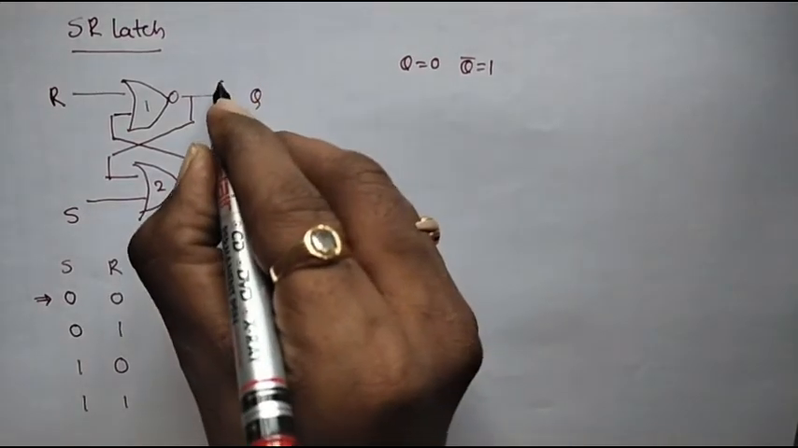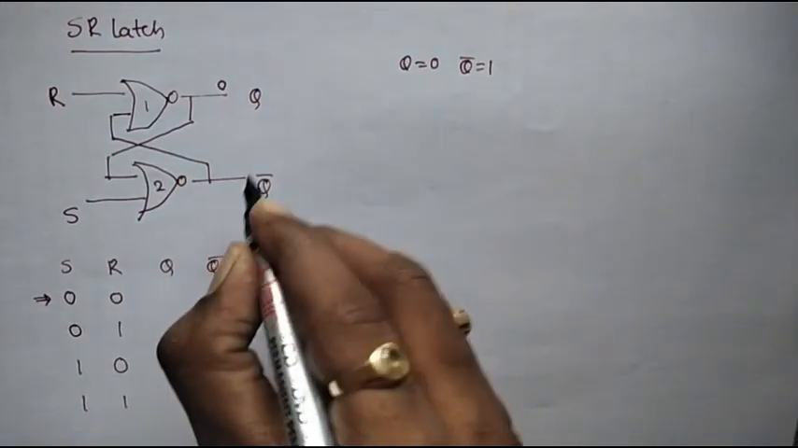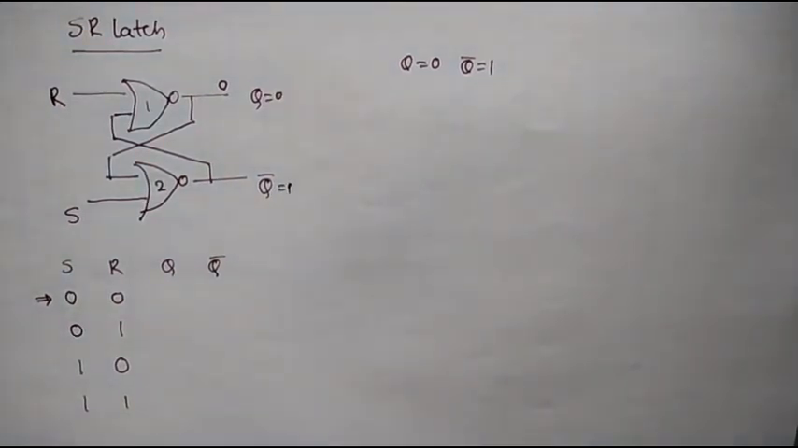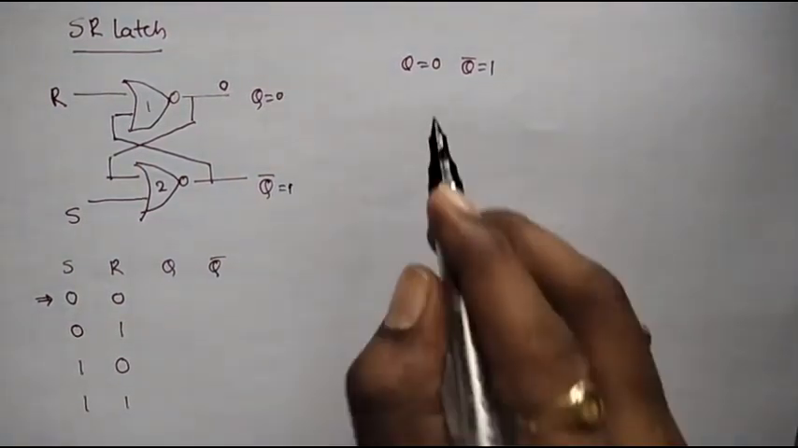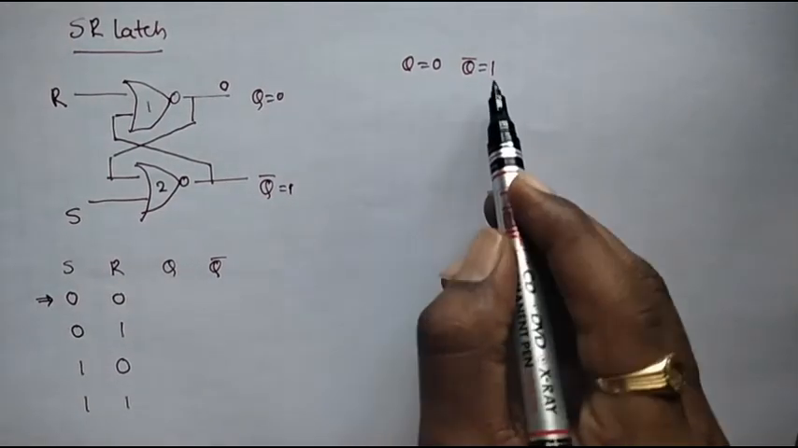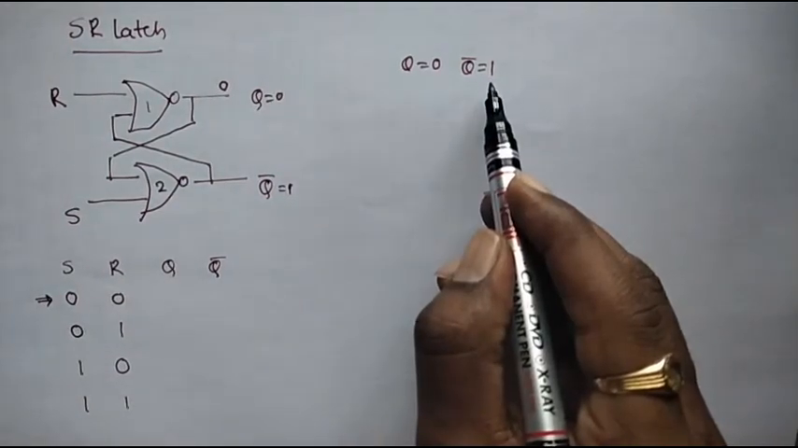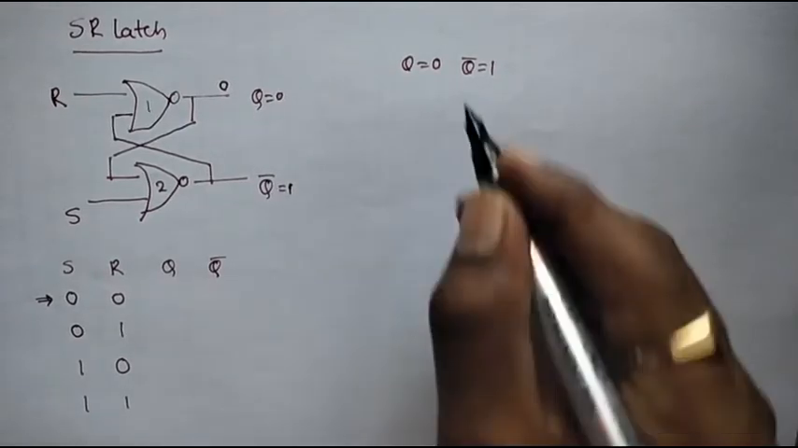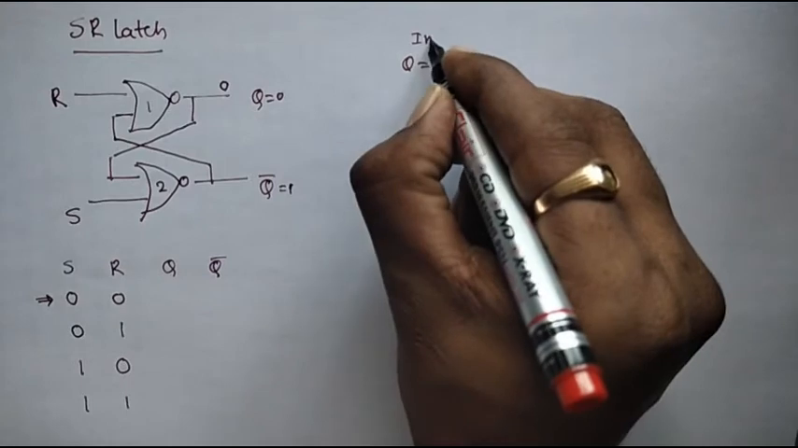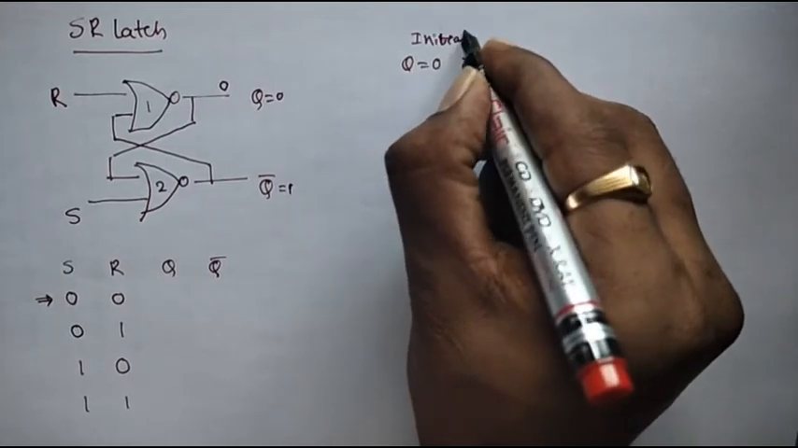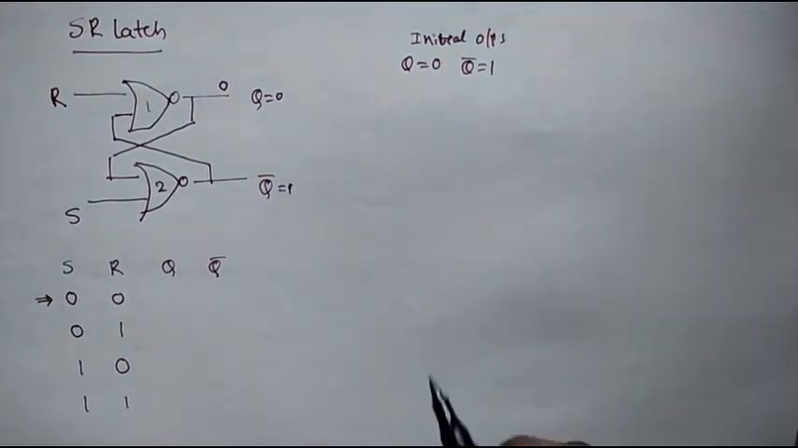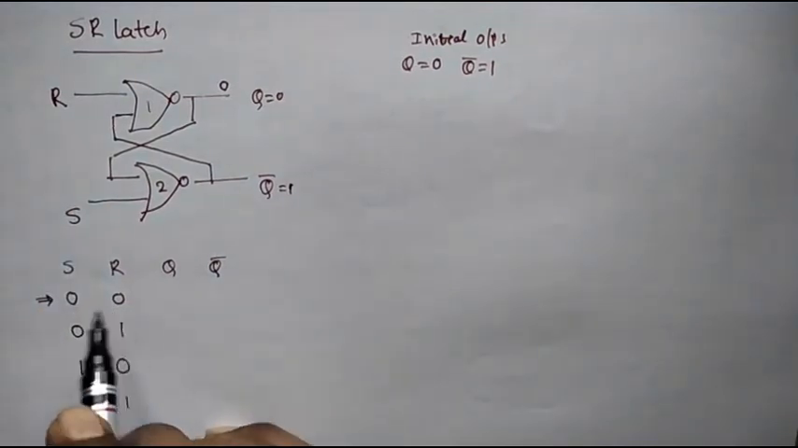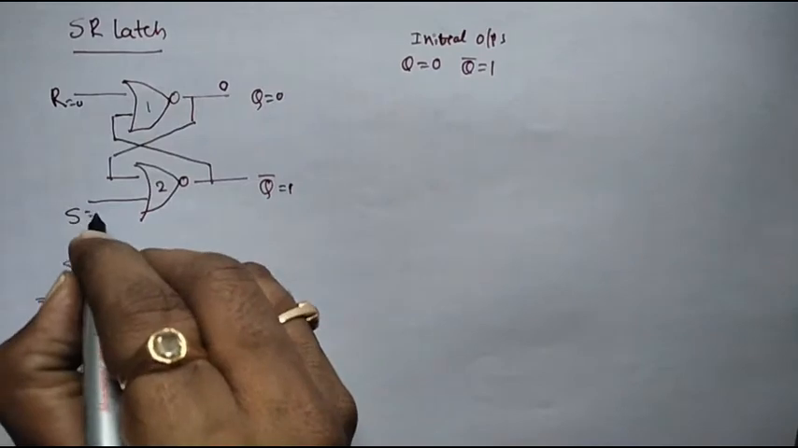That is, Q is equal to 0 and Q bar is equal to 1. This Q equal to 0 and Q bar equal to 1 is considered before applying the input signal. So I can call it as initial outputs. Now assume that S is equal to 0 and R is equal to 0.